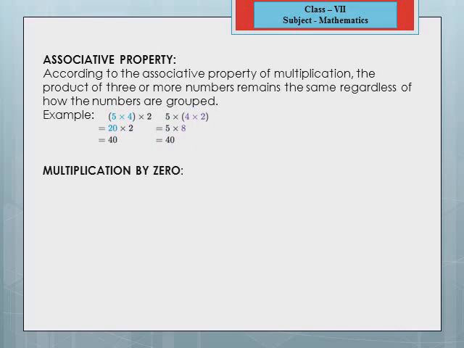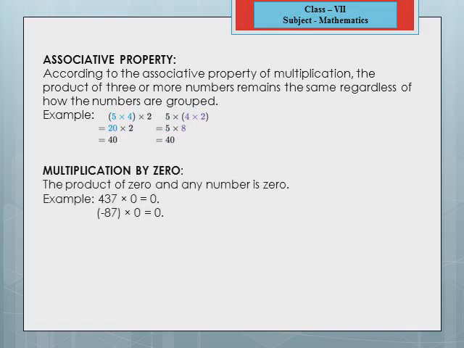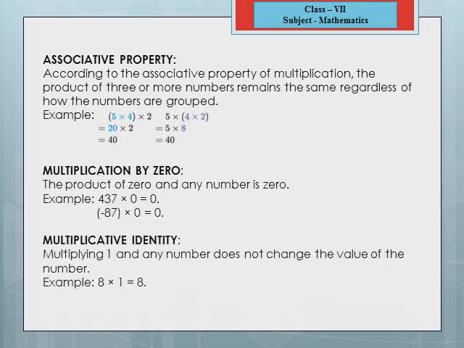Multiplication by 0. The product of 0 and any number is 0. Multiplicative identity. Multiplying 1 and any number does not change the value of the number. Therefore, the multiplicative identity of multiplication is 1.